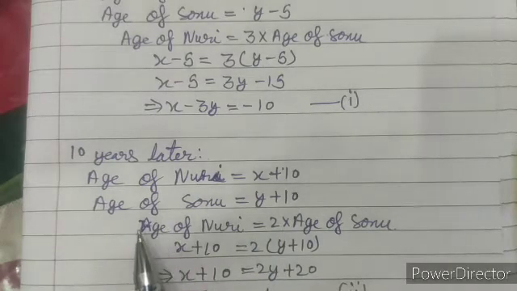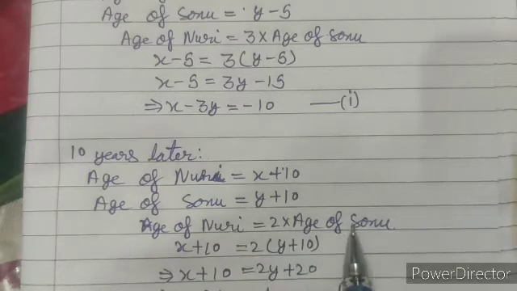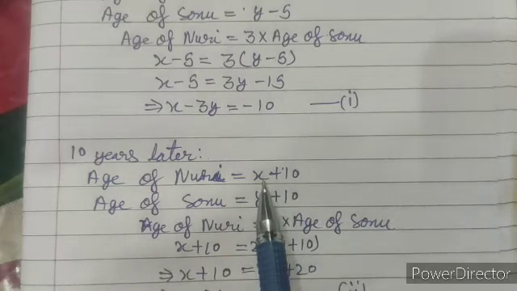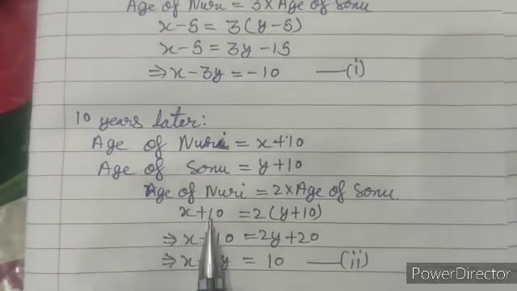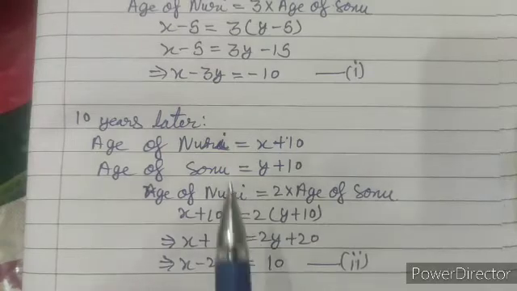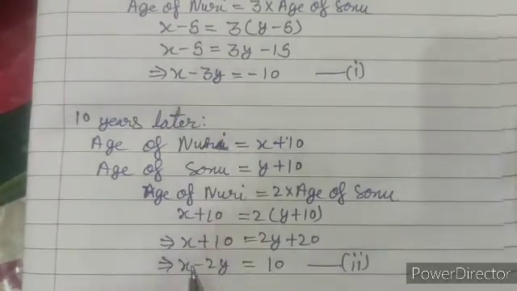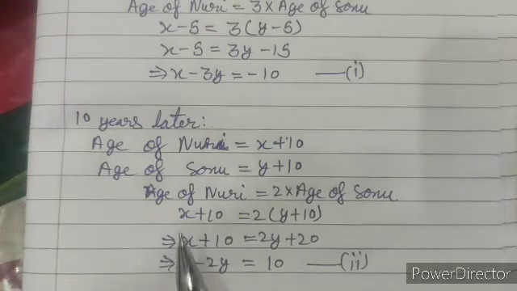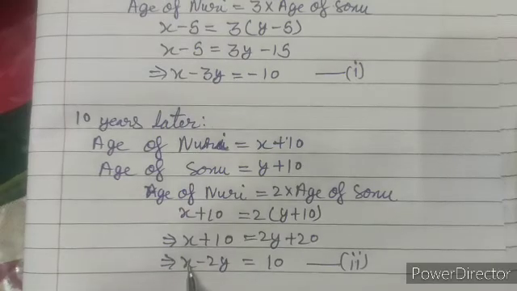Similarly, present age of Sonu is y, so after 10 years his age will be y plus 10. Now second relation was that age of Noori is equal to twice the age of Sonu. The age of Noori is x plus 10. X plus 10 is twice of age of Sonu, that was y plus 10, and that is giving us an equation as x minus 3y equal to 10. Now in equation first and equation second, if we see here, the coefficient of x is equal. That means we can easily eliminate variable x from here by subtracting these two equations.